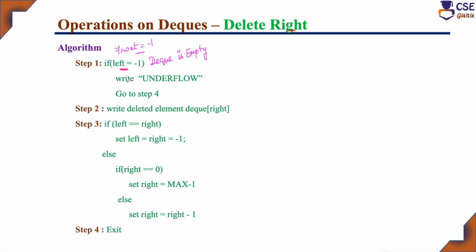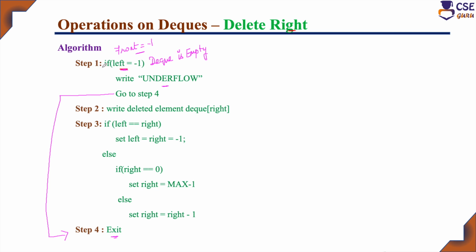So, in this case, write, that is, print the message underflow and go to step 4. Meaning here is we cannot perform the delete operation, so exit. Okay. So, before deleting any element from the deque, we have to check whether the deque is empty or not. The condition is left is equal to -1. If the condition is true, you have to print the message underflow and exit.